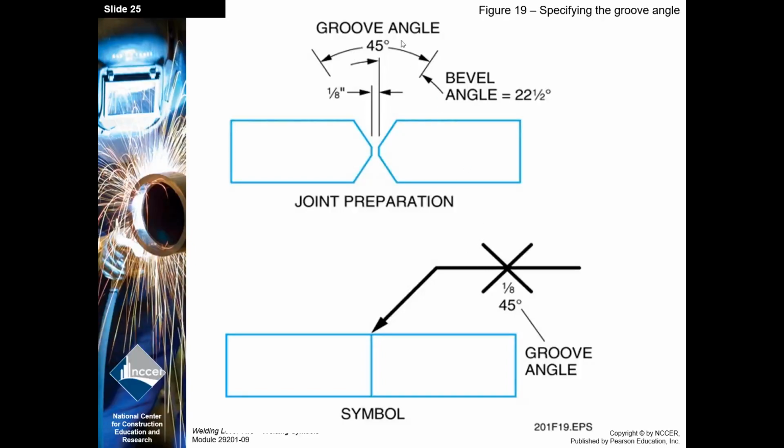Typically, we give that in the groove, the total. We don't give a bevel. Obviously, in order to prepare that, you have to cut that in half and do 22.5, 22.5, which gives you the 45 total.